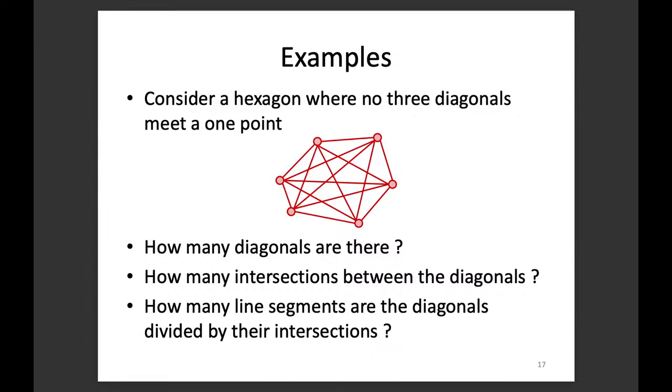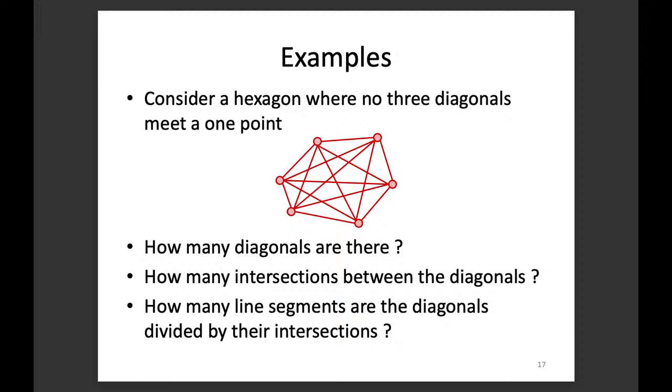An example here. This is a very interesting example, not easy to find out the correct answers for every question here. So we have a hexagon, and we are going to draw diagonals among the vertices. We assume that no three diagonals meet at one point. So it is not that regular in shape; otherwise, this diagonal and this diagonal will meet at the same point. So here we are moving the positions of these vertices slightly so that no three diagonals meet at one point. We want to find out how many diagonals there are.